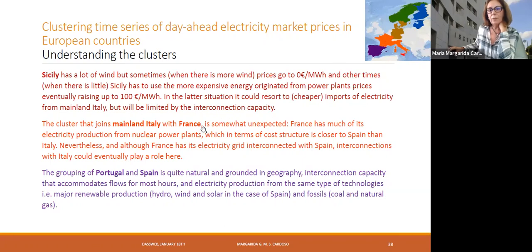The cluster joining mainland with France, it was somewhat unexpected for our colleague João Lagarto. And since France has much of its electricity production from nuclear power plants, which in terms of the cost structure could be closer to Spain than Italy. Nevertheless, we could also consider that the electricity grid interconnection between Spain and France is very different from the one connecting France and Italy, and it could justify this clustering. Finally, the grouping of Portugal and Spain is quite natural, grounded in geography and the interconnection capacity, and in electricity production from the same type of technologies. The major renewable production, hydro, wind, and solar in the case of Spain, and also coal and natural gas.